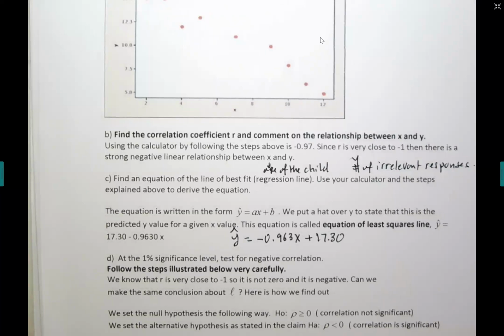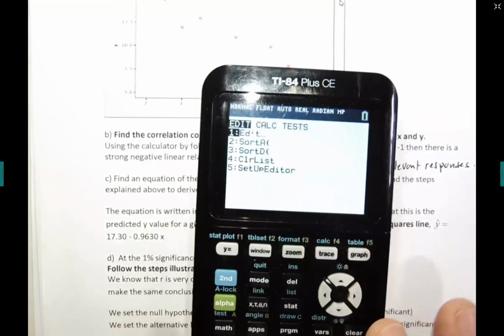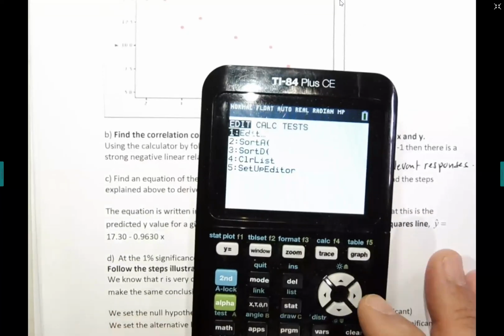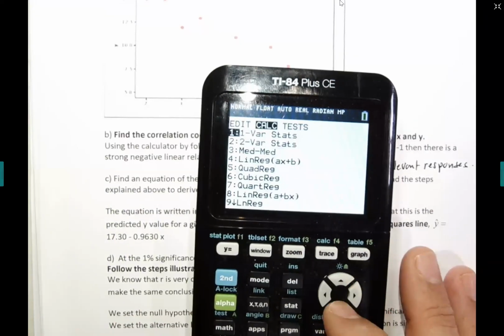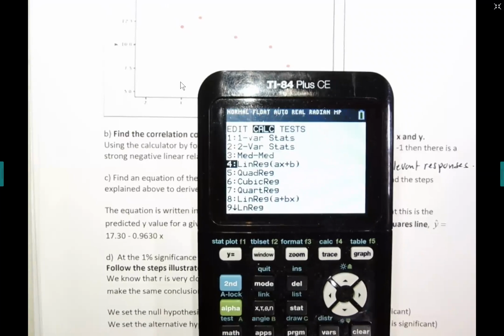Okay, let me explain part D, guys. And this is all part C again. Part C, you just do this. Someone is asking me about part C. You go to Stat, Calc, number 4. There you go.